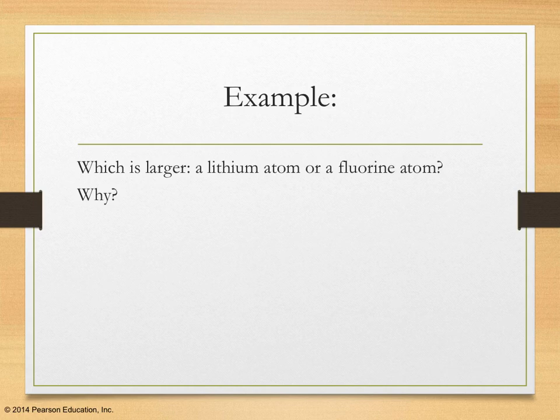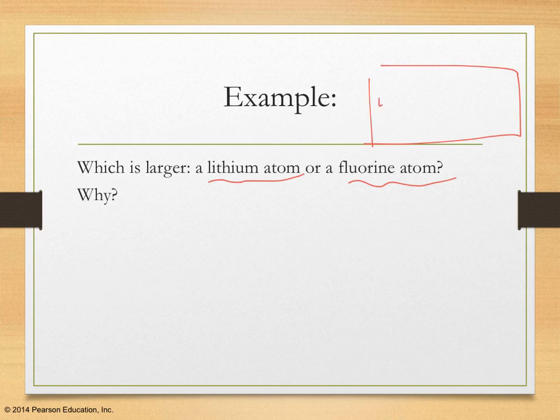So take a minute and look at a periodic table and decide what's larger. This would be a typical multiple choice question. What's larger, lithium or fluorine? If you look at a periodic table, in case you're too lazy to pull one out, you have lithium over here in group 1A, and then fluorine is in the same period, but is over in group 7A. So which one is larger and why?